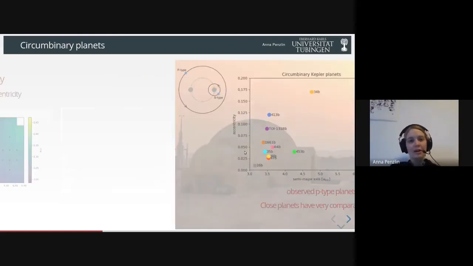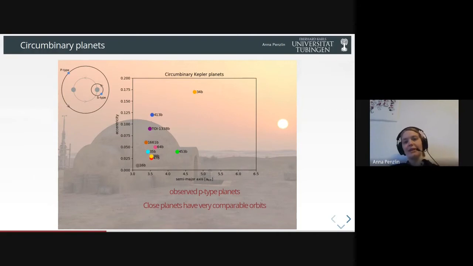Now, so far I only talked about the disk, but I wanted to talk about planets in the disk, so let's go back to our nice planet here. The Kepler mission and now the TESS mission have discovered around a dozen circumbinary planets, which are all these dots here. And when you look closely, you see that we have the semi-major axis on the x-axis and the eccentricity on the y-axis, and they all assemble around a very tiny spot in semi-major axis.